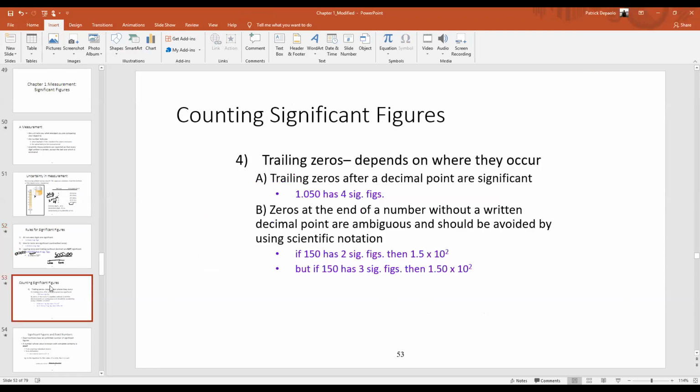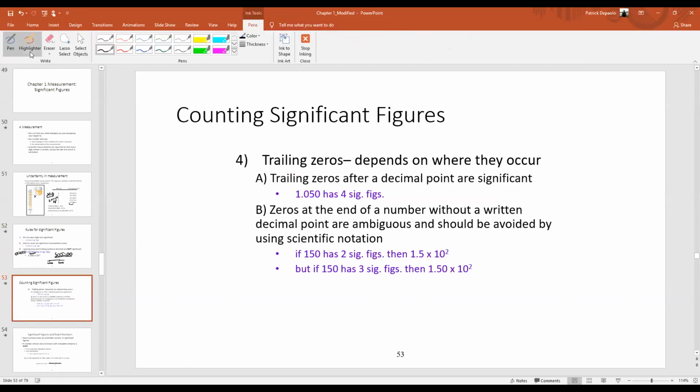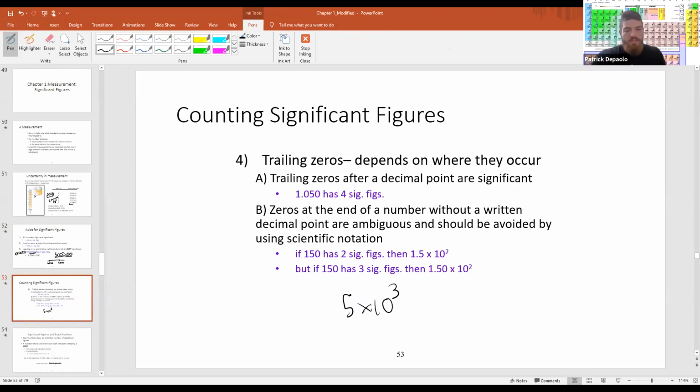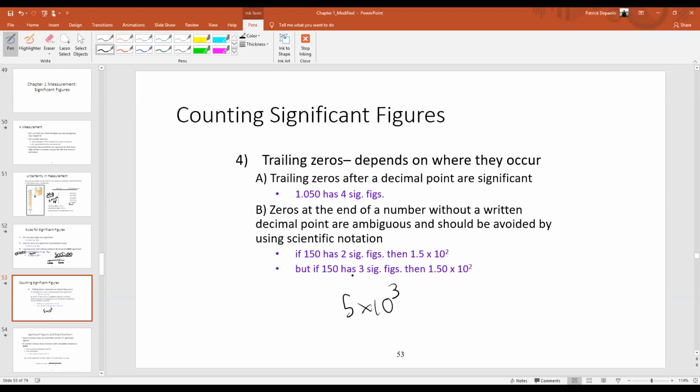I have a question. Yeah. So let's say that those 5,000 we wrote differently. Let's say 5 times 10 to the third. Would the significant figures change? No, it would be exactly the same. Even if there was no decimal compared to a decimal? So yes. And so in this case, good.